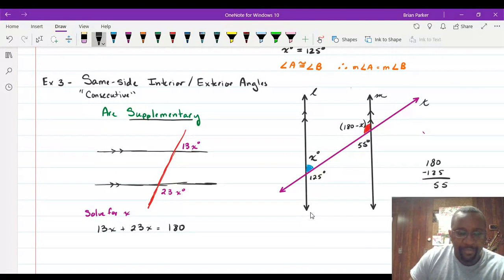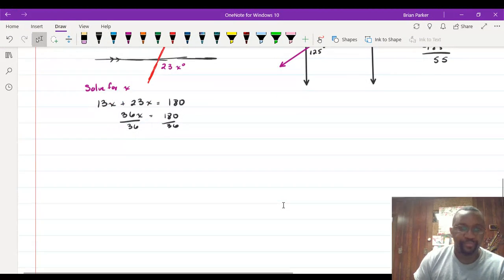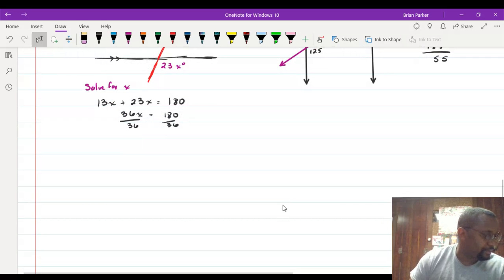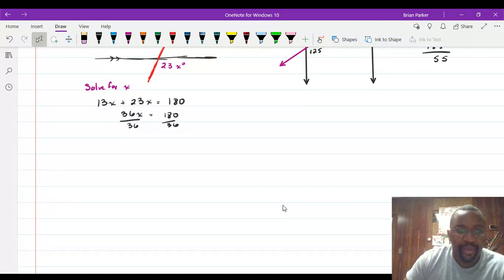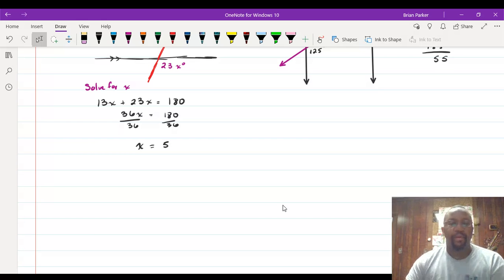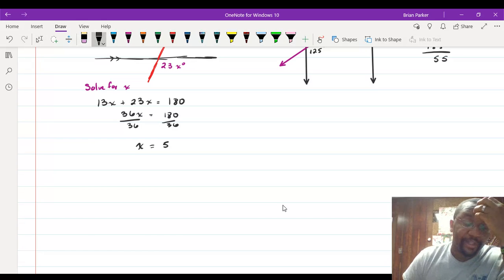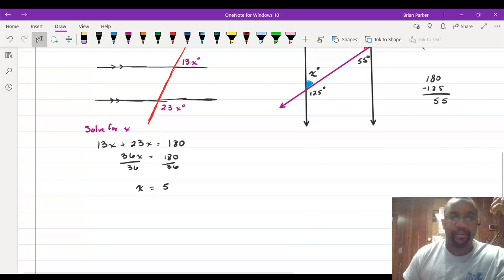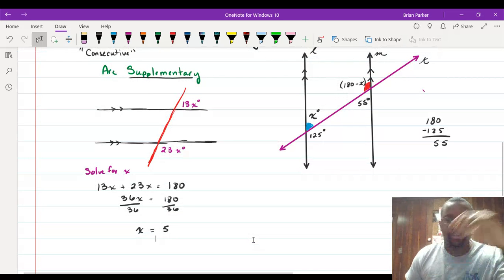That'll be 36x equals 180. Then you'll go ahead and divide by 36 on both sides, and that should give us 5. X is going to equal 5. There we go. And what if they wanted to know, and they could have labeled it with different letters and stuff like that.